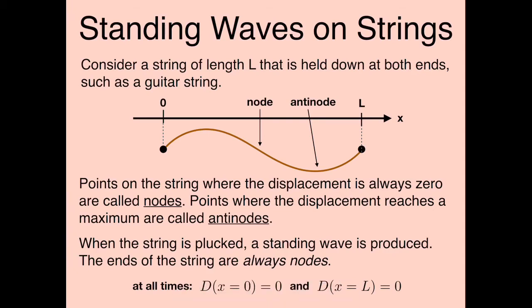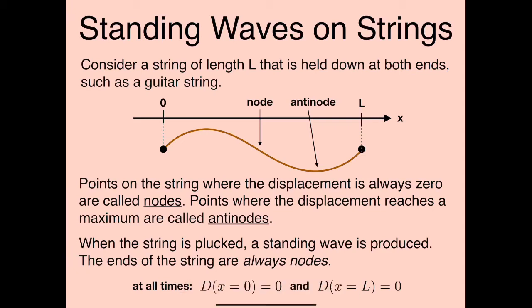Now, if we look at points on the string, we'll see that in certain places, the displacement is always equal to 0. So there are certain points along the string where the displacement is always equal to 0, and we call those nodes, okay? You'll also find at points along the string, there are some places where the displacement reaches a maximum, where the displacement is bigger than anywhere else. And that's called an antinode. So here's a node where the string just doesn't move, it doesn't have any displacement at all. And here's an antinode where the string has the maximum displacement, okay?